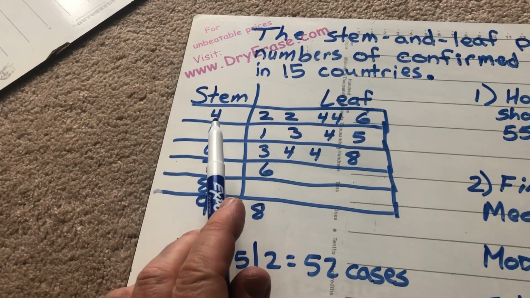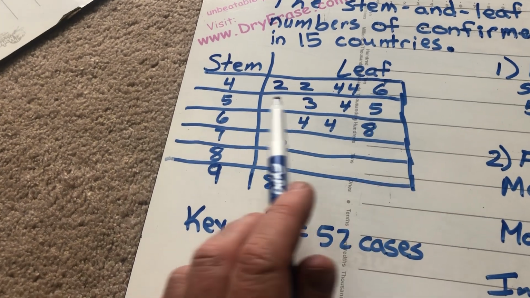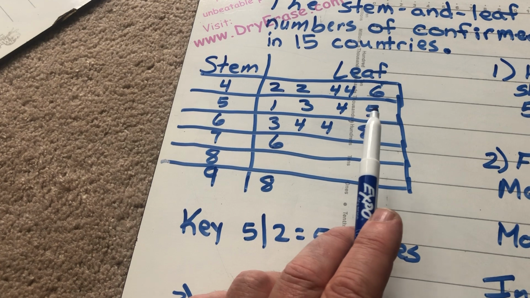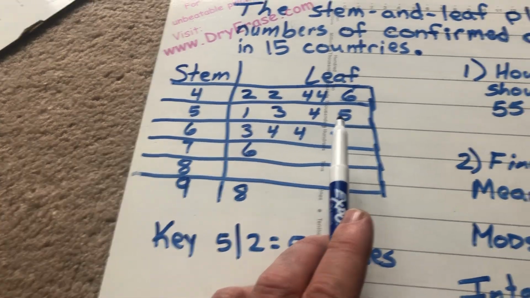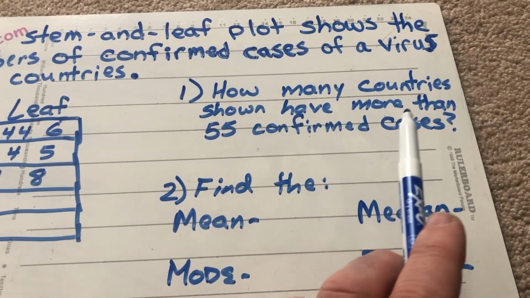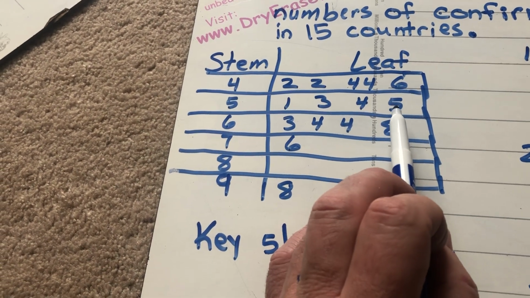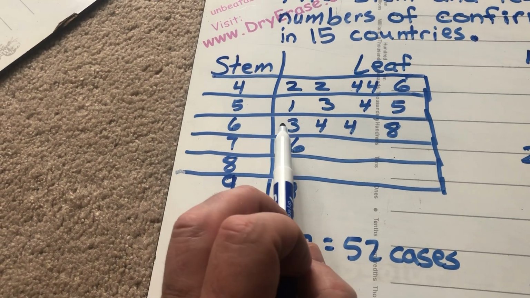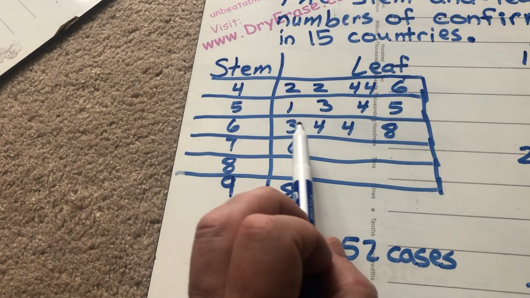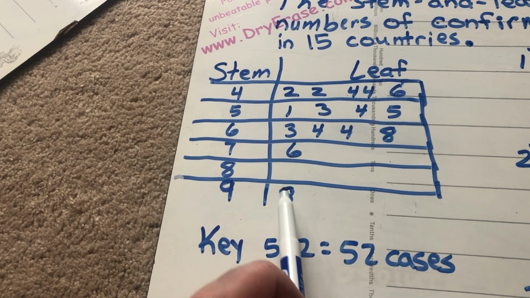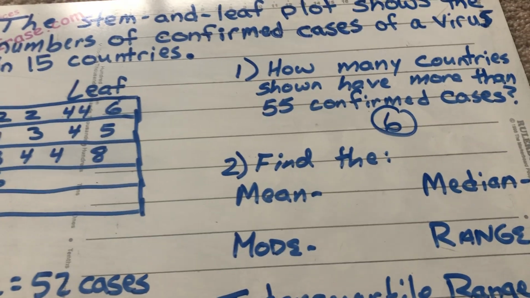Well, I know all of these that start with a 4 are in the 40s. So those are not more than 55. So I have 51, 53, 54, and 55. None of these are more than 55. 55 is equal to 55, but the question asks us how many have more than 55. So none of these in the 5s are more than 55. The biggest is 55. But then all of these, 63, 64, 64, 68, 76, and 98. That means 1, 2, 3, 4, 5, 6 countries have more than 55 cases.